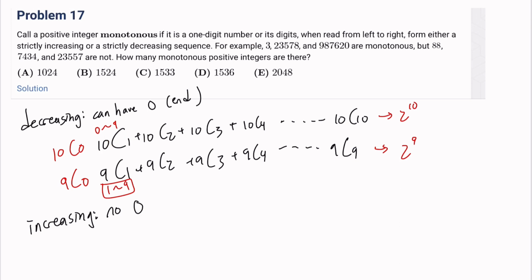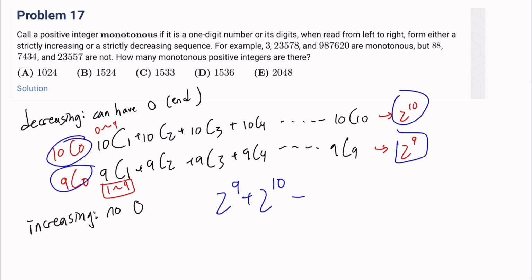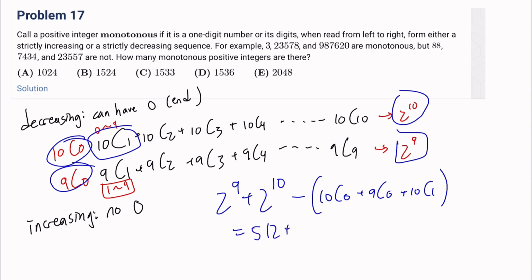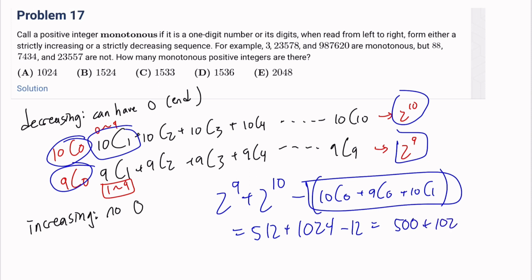And so our answer would be these two, 2 to the 9th power plus 2 to the 10th power, minus 10C0, 9C0, and 10C1, plus 10C1, right? And so this would be 512 plus 1024 minus, and then this is 12, so 12. And so that would be 512 plus 1024 minus 12 equals 1524. It's 1524. The answer is B.